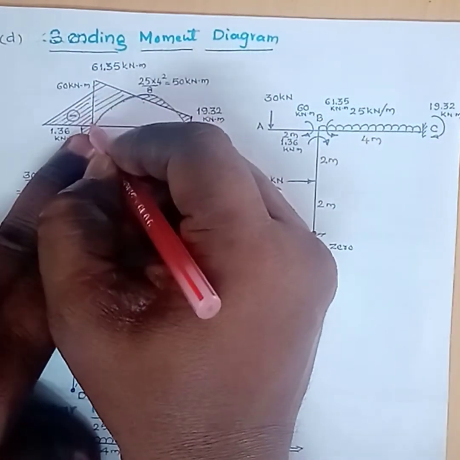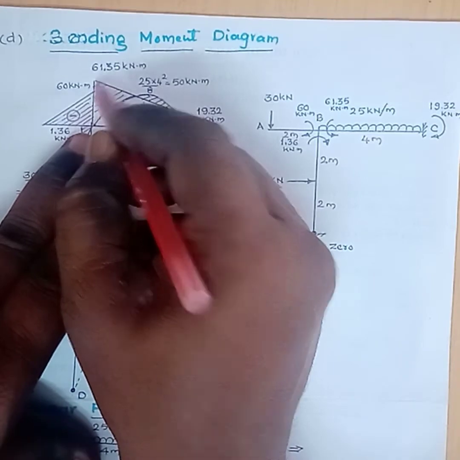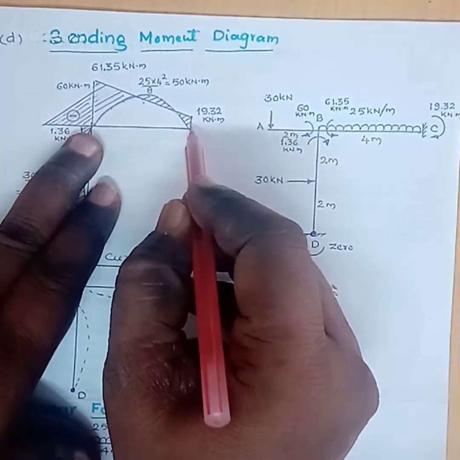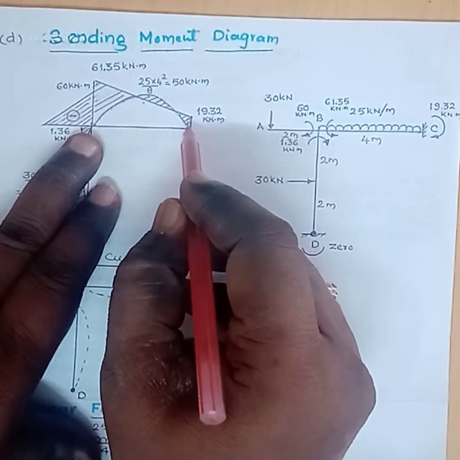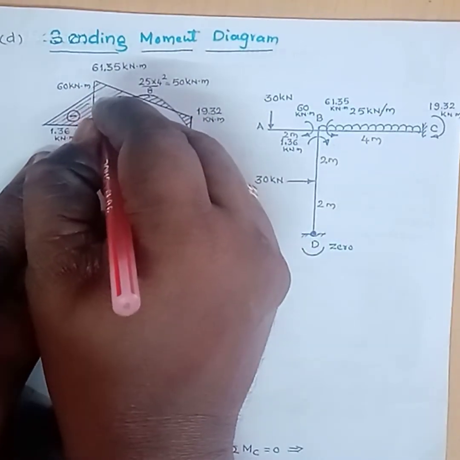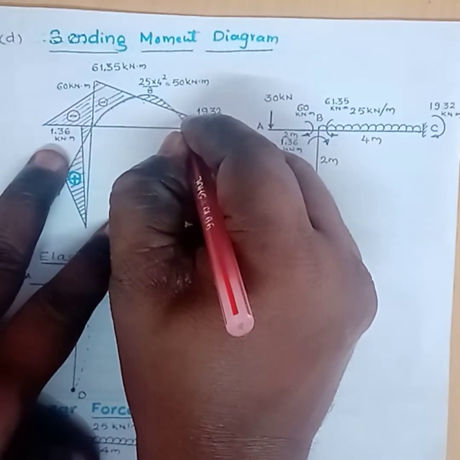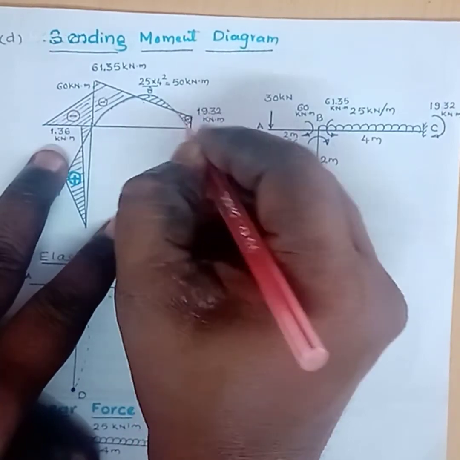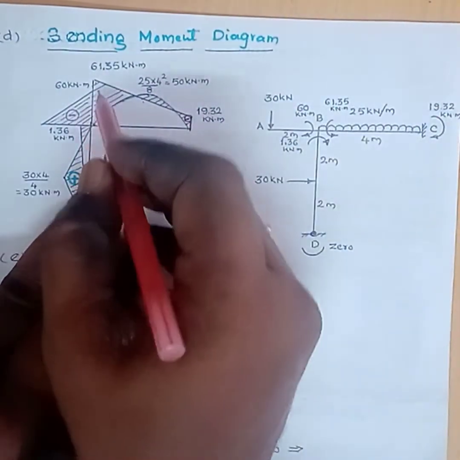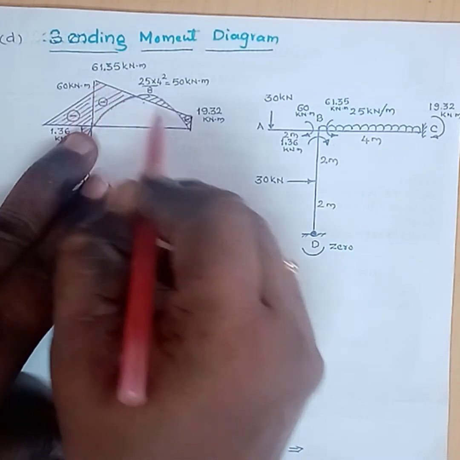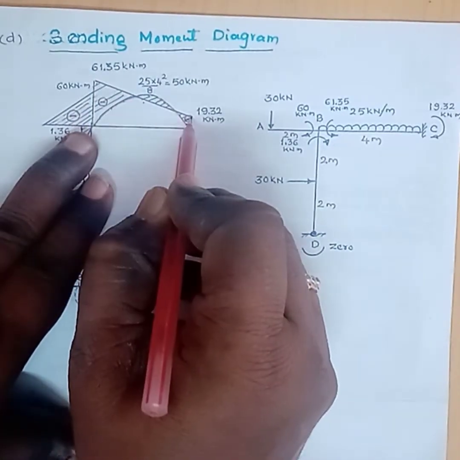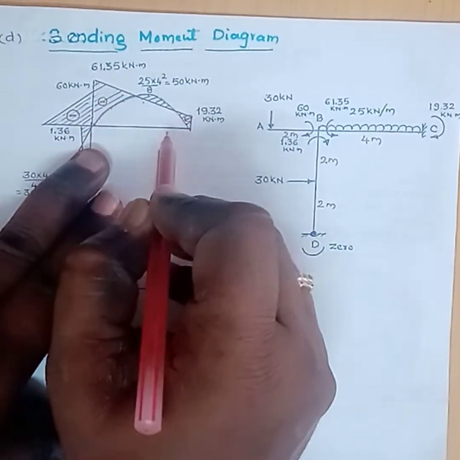Here draw the ordinate of 61.35 at B. Then at C there is an ordinate of 19.32, both are hogging. Then this one is negative. This one is also negative. Here after drawing the support moment diagram, drawing the ordinates, join these two ordinates by a straight line. You will get a trapezium.